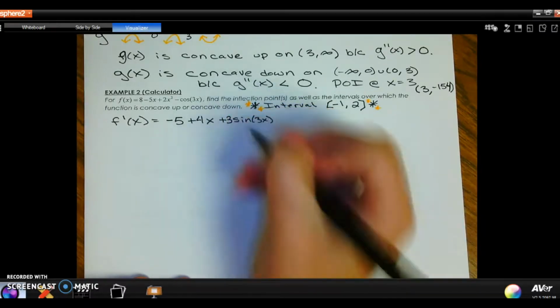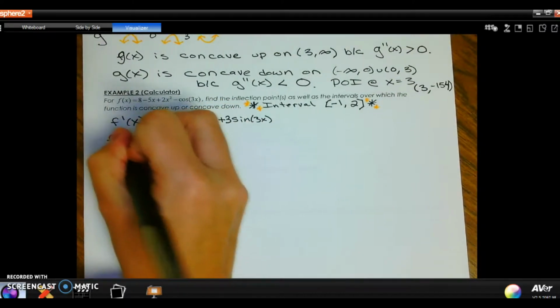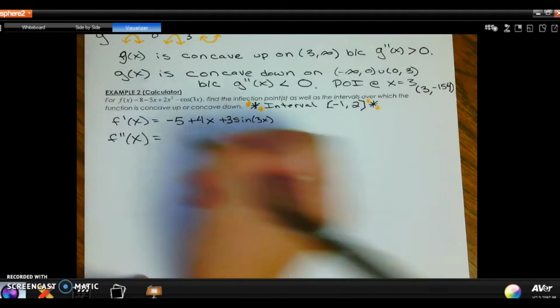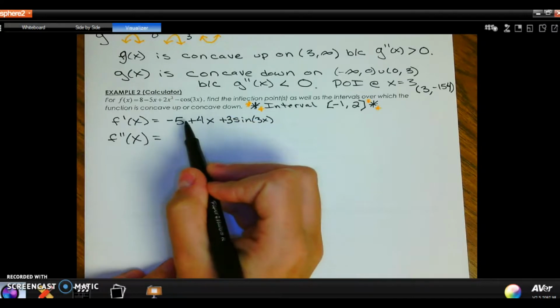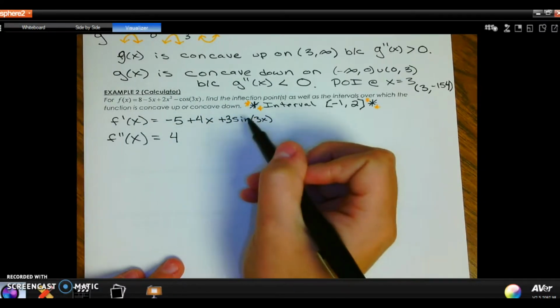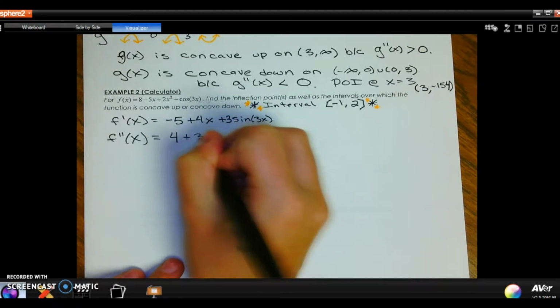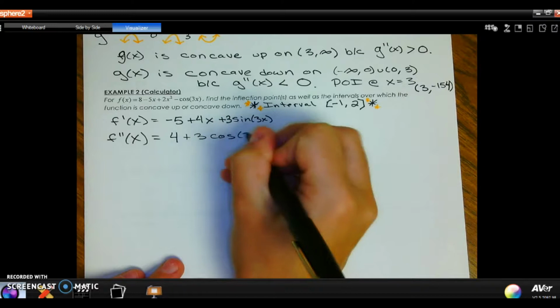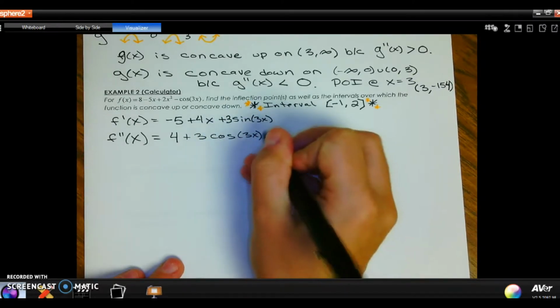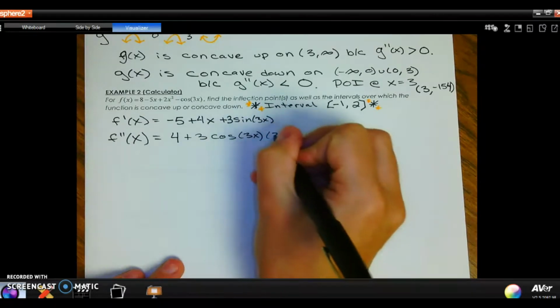So you'd get a 3, and I'll write it like that. And then I'm going to take that second derivative. Okay, so the derivative of this goes away. Then I'm going to be left with a 4, and the derivative of sine is cosine. So it'd be plus 3 cosine of 3x. Again, chain rule times that 3, so you could change that to a 9, and I'll just write a 3 there.